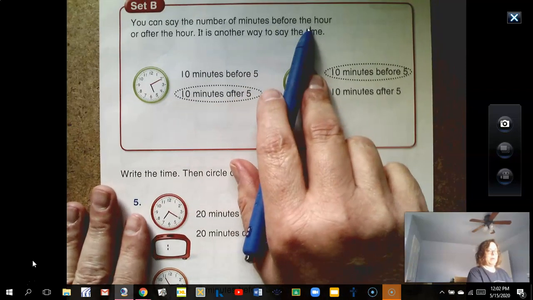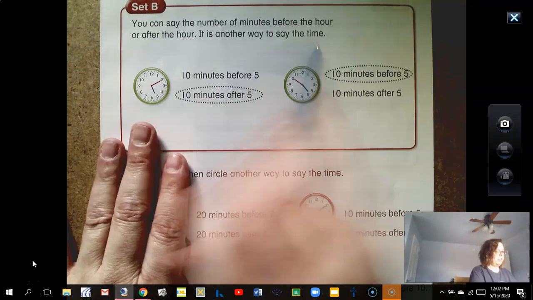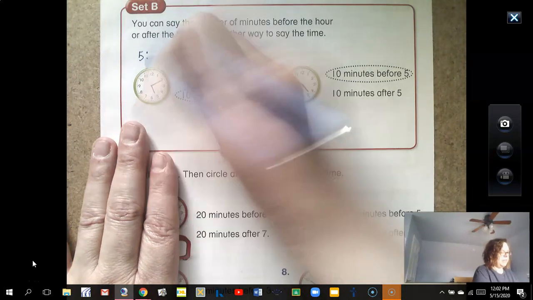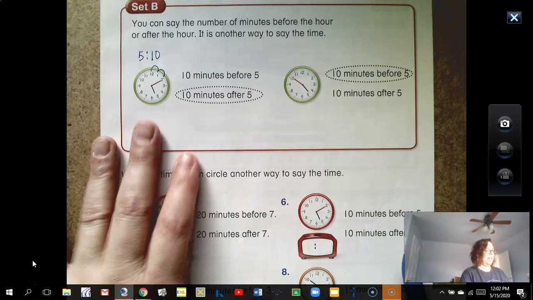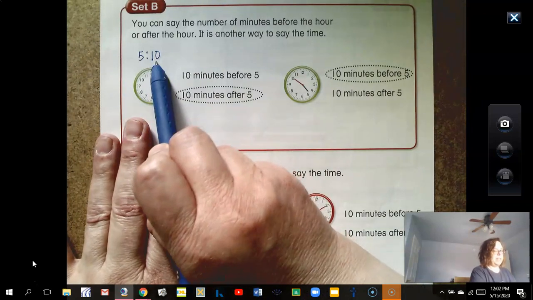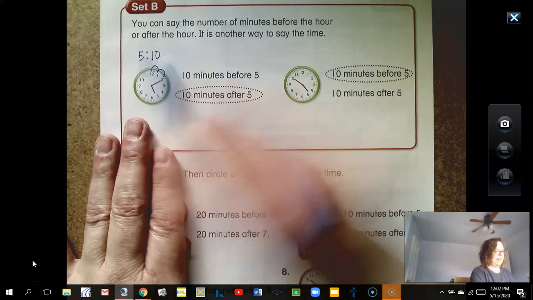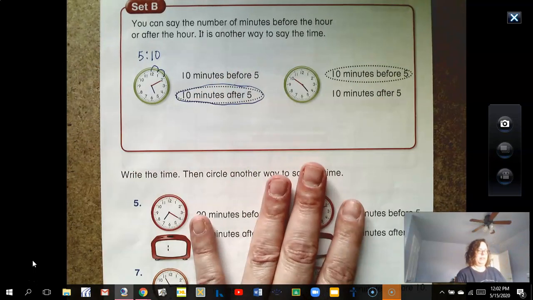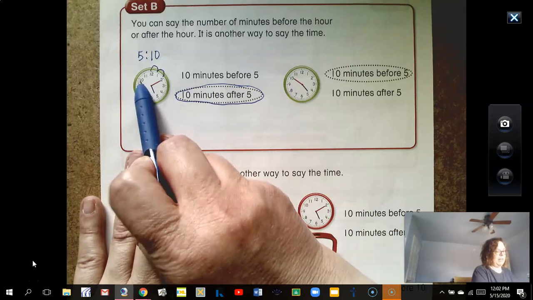Let's go to the B side. You can say the number of minutes before the hour or after the hour. It's another way to say the time. So this is 5, and let's count the minutes, 10, 5:10. So that's 5:10. You can say 10 minutes after 5 or 5:10. So this would be the correct way to do that. It's not 10 minutes before 5. Then that minute hand would be over here.